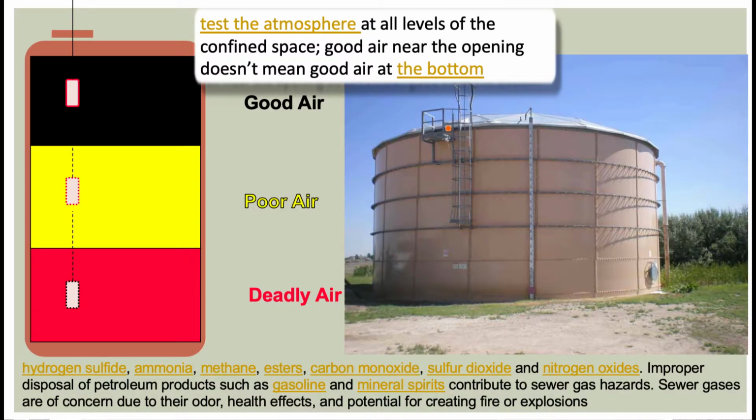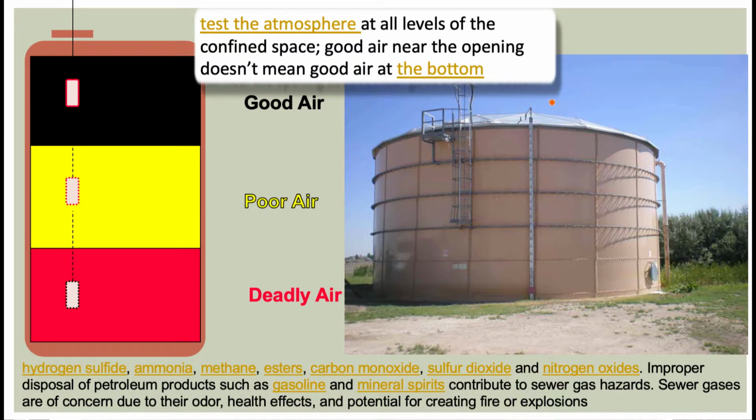So when we test our atmospheres, when somebody is entering a confined space, we need to make sure we test all of the different layers, because good air could be on the top and deadly air can be on the bottom, or of course this mixing effect could occur. There are some gases, hydrogen sulfide, ammonia, methane, esters, carbon monoxide, sulfur dioxide, and nitrogen oxides that tend to go to the bottom. They're typically caused by improper disposal of petroleum products such as gasoline and mineral spirits, and they contribute to something that we call sewer gases.